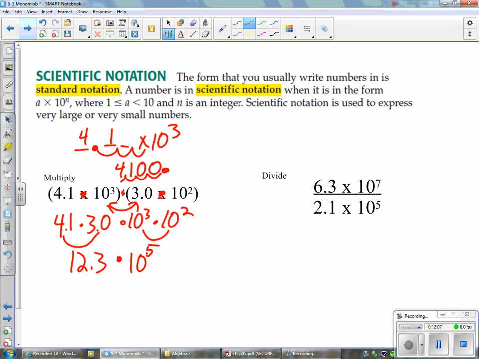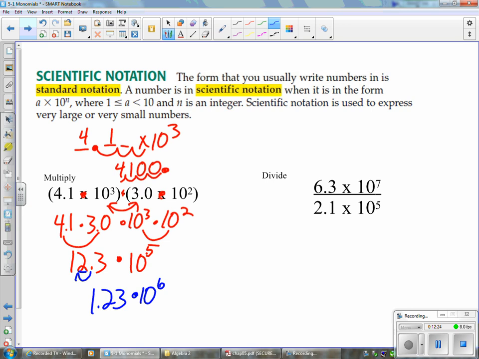Now remember, it's not quite in scientific notation, so I'm going to have to take this decimal and move it over one spot, so that'll be a 1.23. But as I do this, the power of 10 will go from 5 to 6. I've moved the decimal one spot, so now it's going to turn into 10 to the 6.